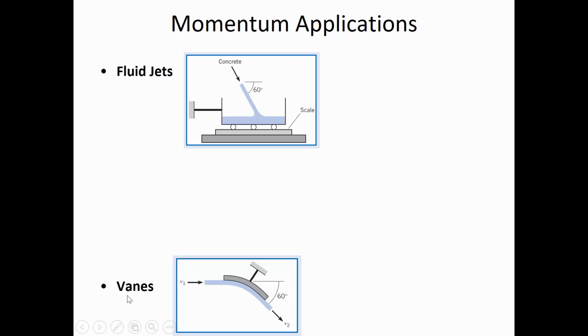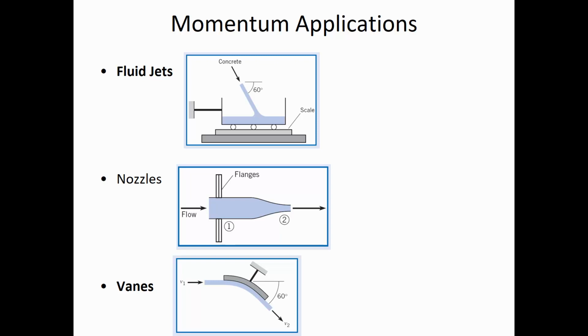Another problem type is vanes, where some sort of a plate will be deflecting the direction of a jet of water. And so questions like this would be saying, what force is applied by the water to the plate? Or the equal and opposite reaction would maybe be, what force is the plate applying to the jet in order to cause this deflection? So that's the second type of problem that you'll be solving in Chapter 6.